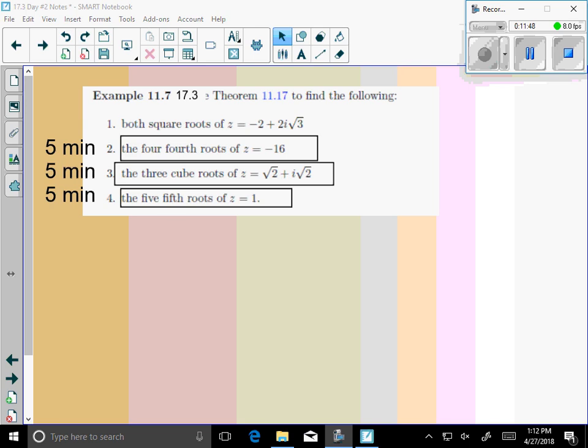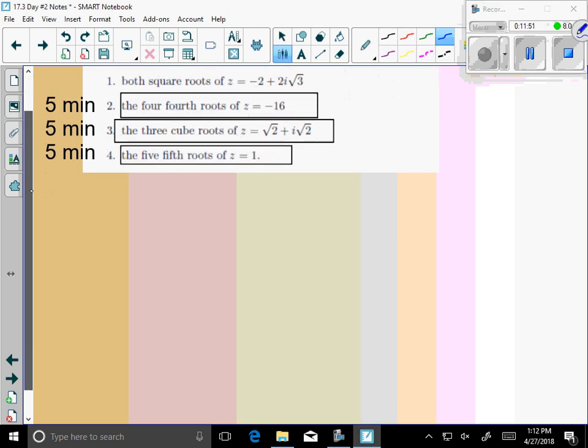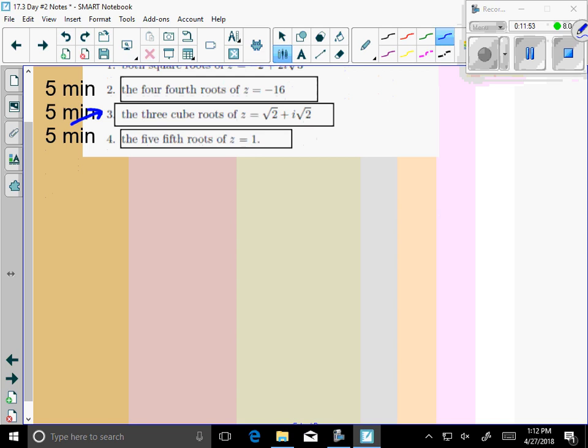Okay, so we skipped a couple slides here. We're going to jump into number 3. It says find the 3 cube roots of that. Okay. So I would say z cubed equals that. And then how would I write that in cis form? This is root 2. This is root 2. What would this be? 2, right? So I'd have 2 cis pi over 4. Perfect.